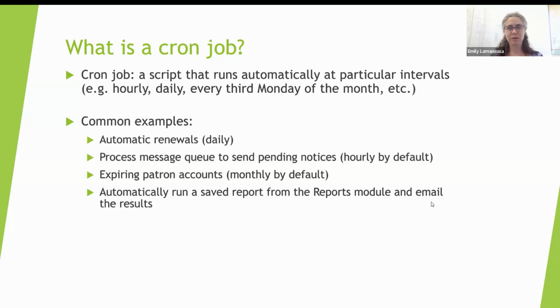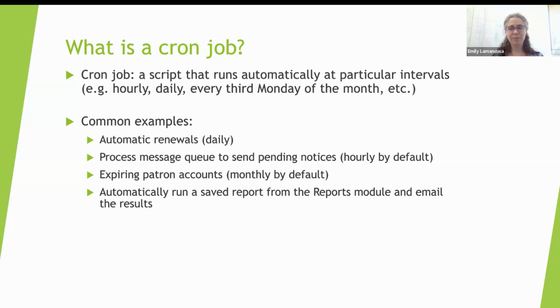So some common cron jobs that a lot of libraries use include, if you want to have automatic renewals, you might run a cron job daily to identify the items that are due to renew and automatically renew those. You might use a cron job to send notices from Koha. By default, that's set up to run once an hour. We actually customized ours to run more often, every 15 minutes, to send those notices out. You might want to automatically handle patron accounts that are due to expire, which is set up to run monthly by default. But again, you could change that to run weekly or every 6 months or yearly, whatever it is you want.